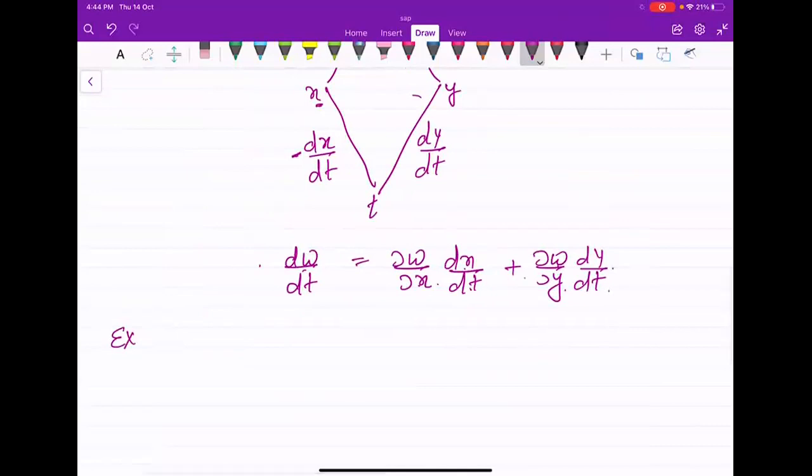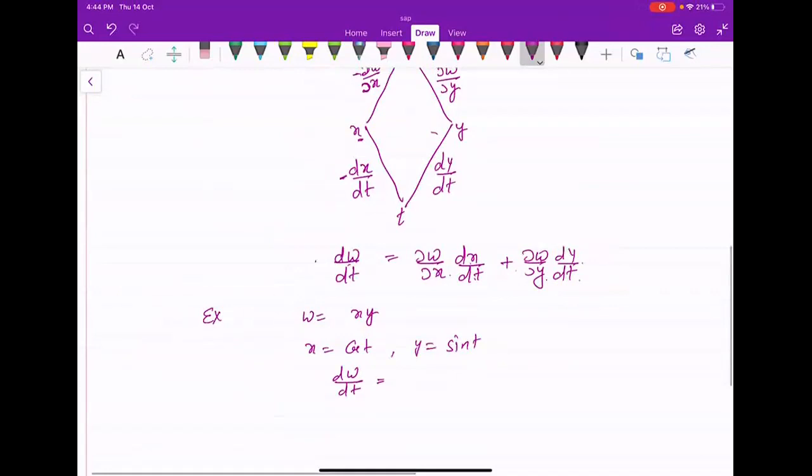Suppose there is an example w equal to xy, and x equal to cos t and y equal to sin t. Then compute dw by dt. dw by dt is del w by del x, dx by dt plus del w over del y, dy by dt. Okay?